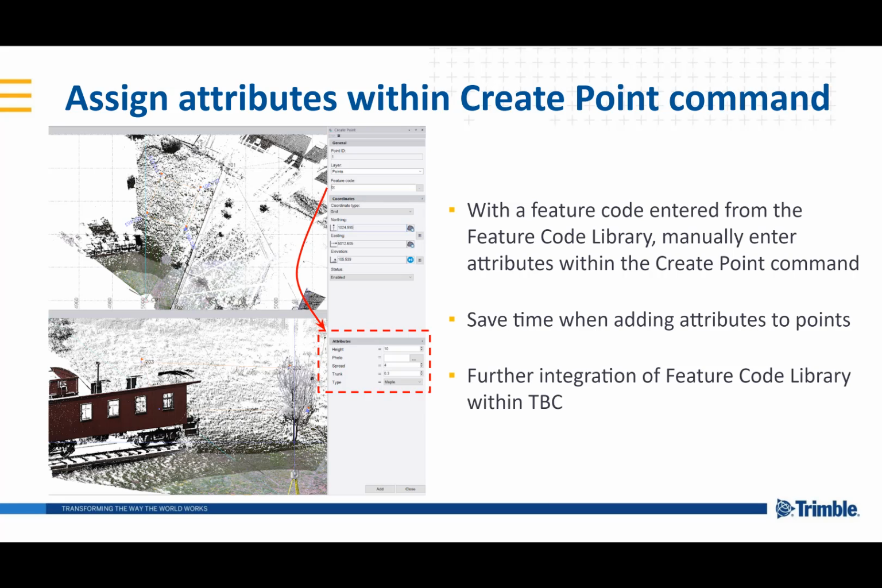Bringing the attributes closer and more prevalent into TBC, as we did with the extract point feature command, is now the ability to add attributes when you're creating points within the create point command. So with a feature code entered from a feature code library that's loaded in TBC, you can manually enter attributes within that create point command now. This saves you time when adding attributes to points, and it also promotes further integration of the feature code library within TBC.